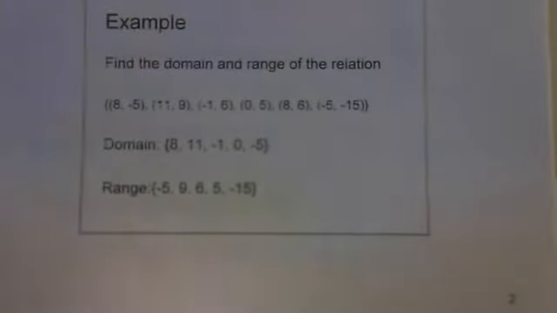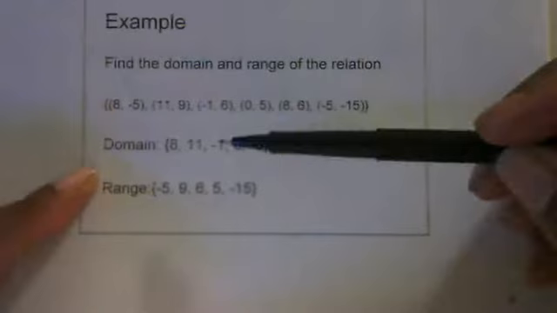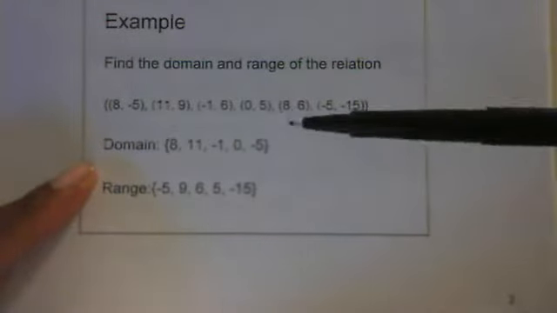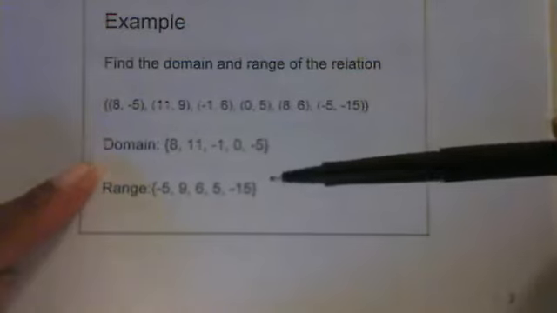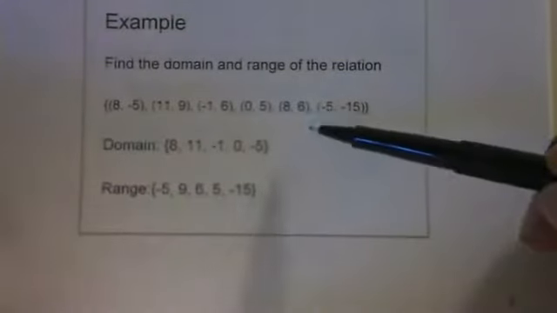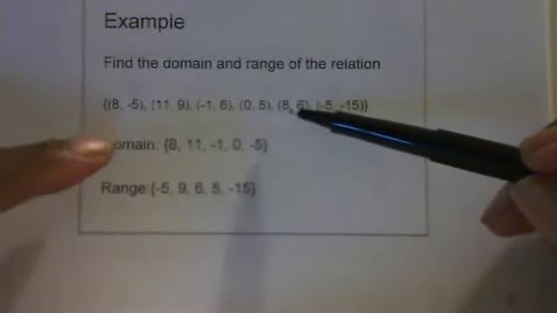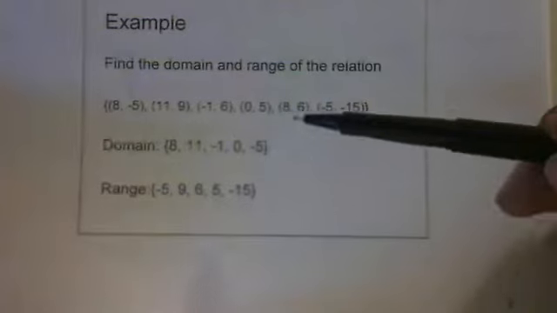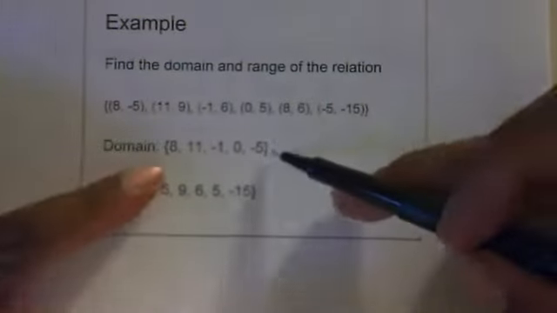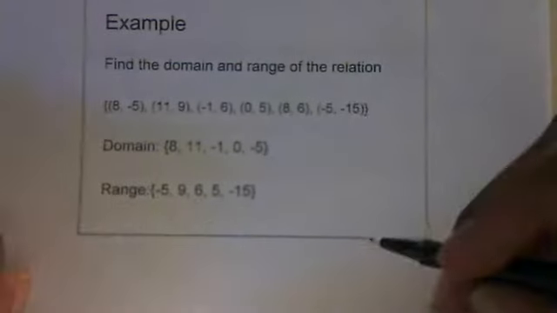By looking at this, you can see the domain is a set of all the x coordinates, and each x coordinate is written one time. So your x coordinates are 8, 11, -1, 0. Now 8 is there again, but we only write each x coordinate one time, and then -5. So this represents your domain.